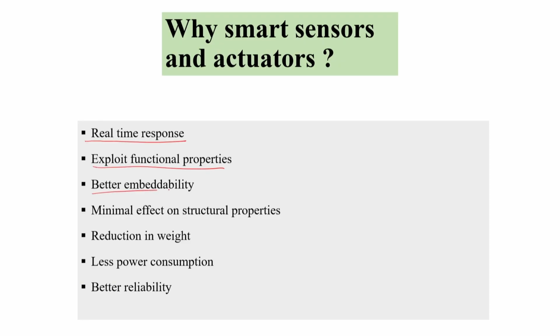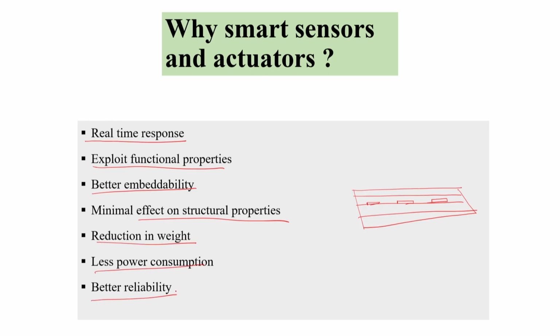They have better embeddability. I told you that if you consider a particular structure like this, in which you have different layers of composites, you can put your smart materials deep inside. It will not create any disintegration. So, they have better embeddability. Minimal effect on structural properties, very lightweight, high modulus of elasticity, reduction in weight, less power consumption, and better reliability. These are all plus functions for the smart sensors.